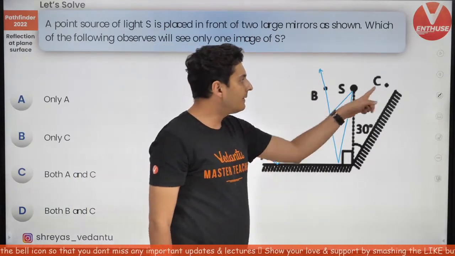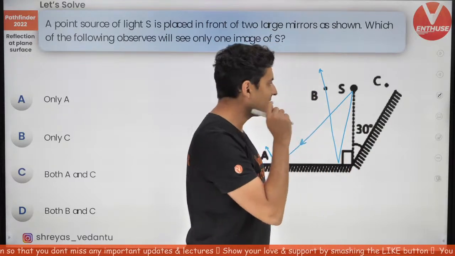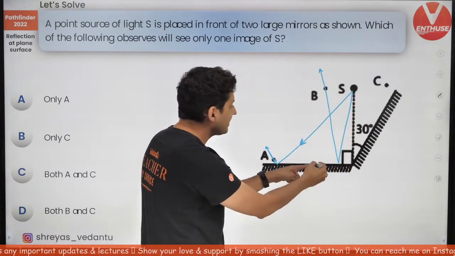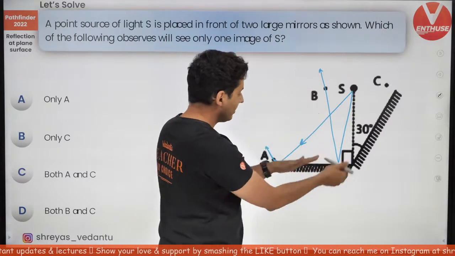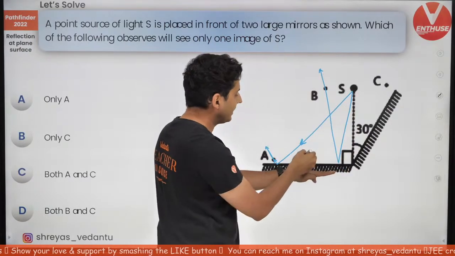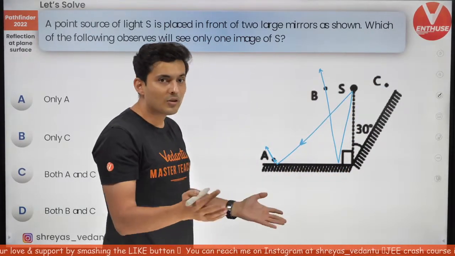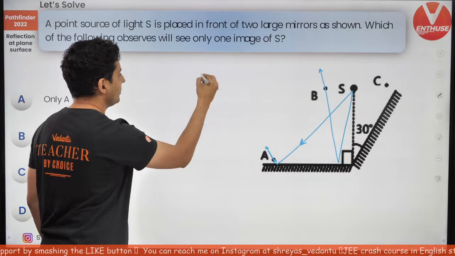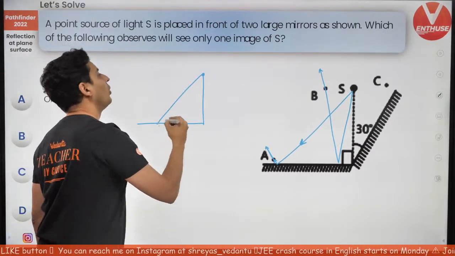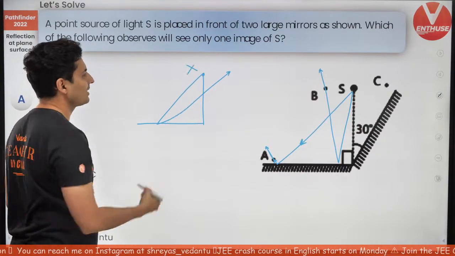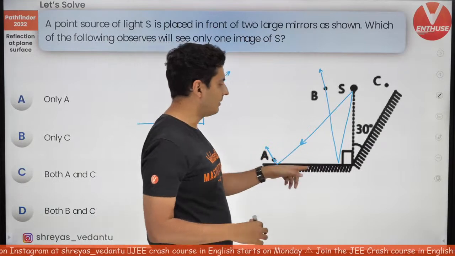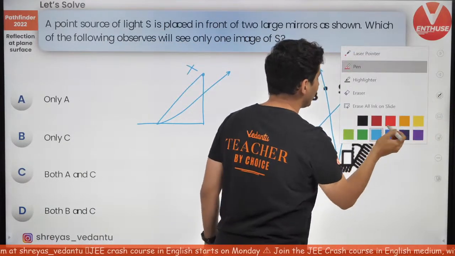Agreed? Even for C, you can feel the same thing, but understand, rays can only get reflected from this lower mirror. They can never reflect from here and go on to C. It's not possible, right? Because S is over here, this is the mirror. How can the rays get reflected and go on to see like that? This is not possible. It's impossible. It violates the laws of reflection.